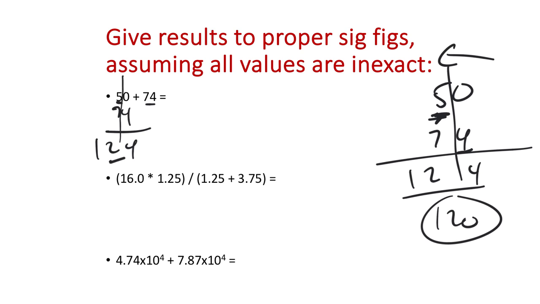That plus or minus 10 is what's wrecking this math problem. So it's the plus or minus 10 here versus the plus or minus 1, and the plus or minus 10 wins out. So we round to 120 plus or minus 10, which is 2 sig figs in the number.